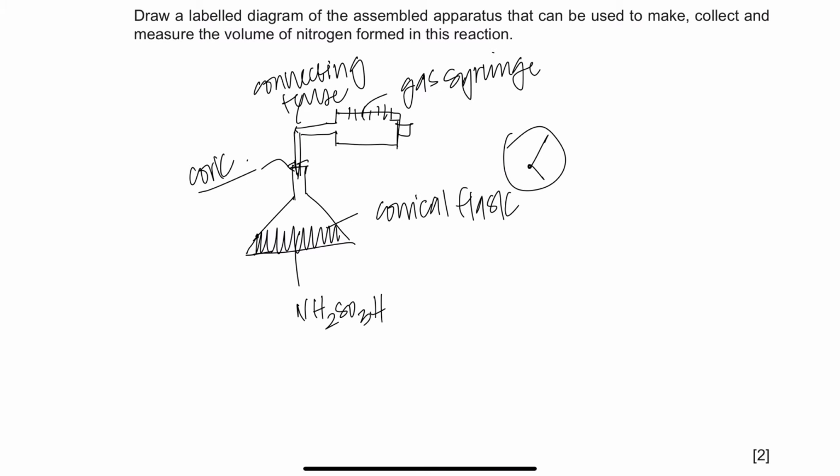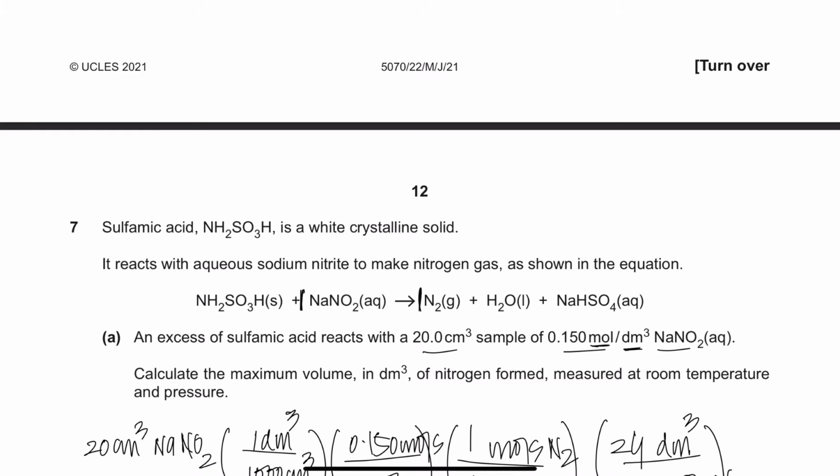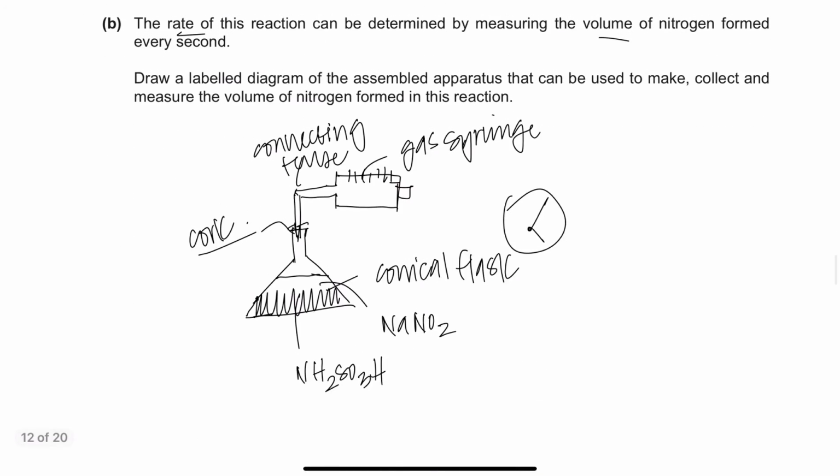NH2SO3H and then you also have this solution right here, and then you also have your beautiful NaNO2. Now you realize कि उसमें आप अगर equation में देखिए NH2SO3H is a solid, so without drawing these scrambled thingies I can just make this thing right here and I can label this as NH2SO3H.